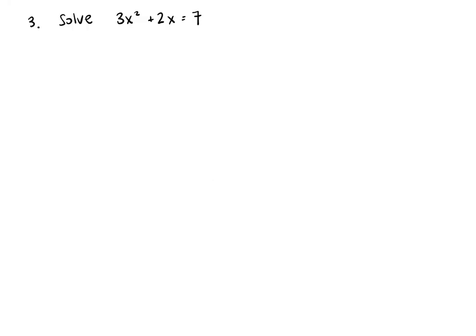When we're asked to solve a quadratic equation, one of the first things we want to do is make sure it's in quadratic form. That is, we want it to be in descending order of exponents, and then we want it to be set equal to 0. We're going to do this by subtracting 7 from both sides.